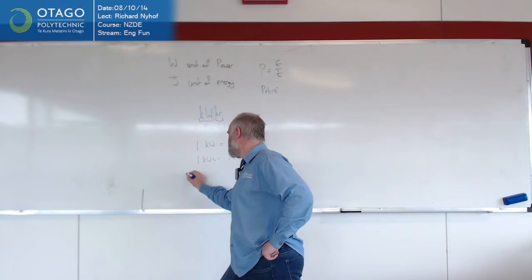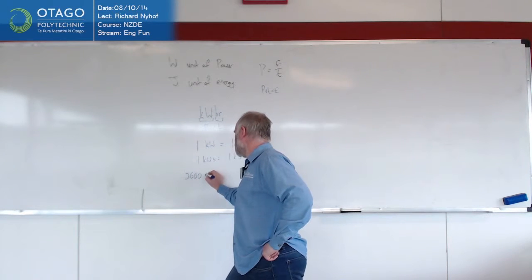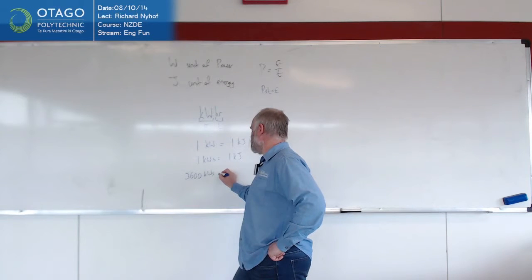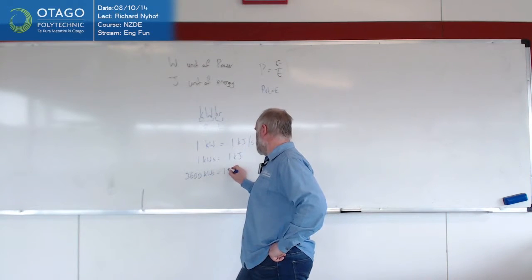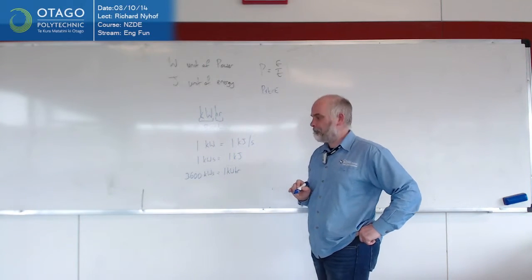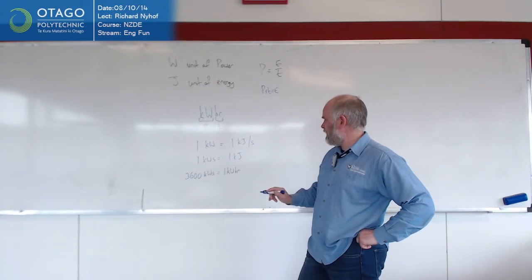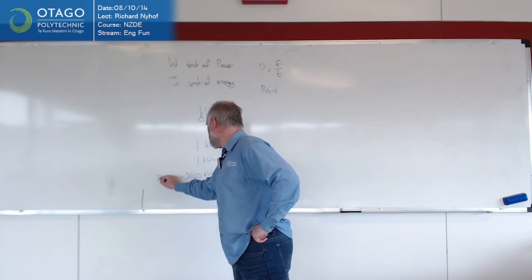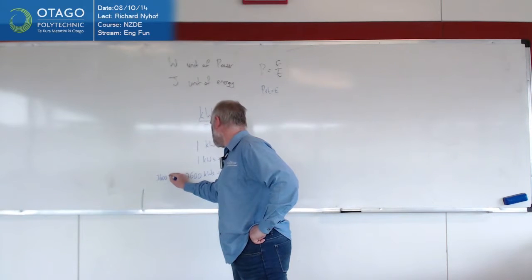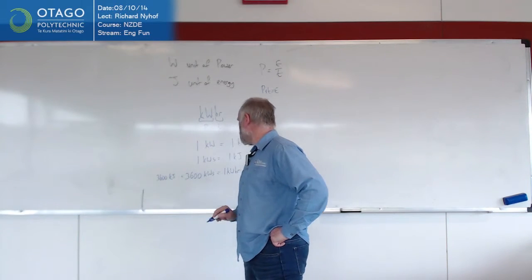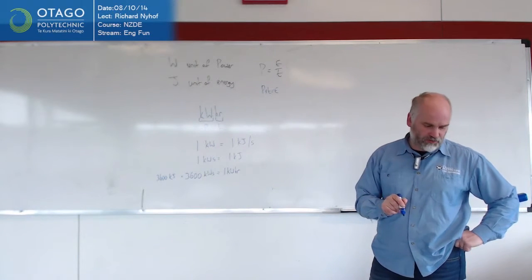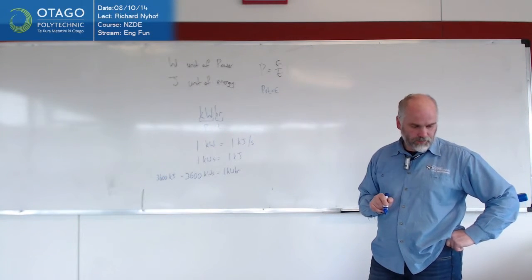Exactly, so 3,600 kilowatt seconds is 1 kilowatt hour, and that's the same as 3,600 kilojoules. Okay, so 1 kilowatt hour is the same as 3,600 kilojoules.